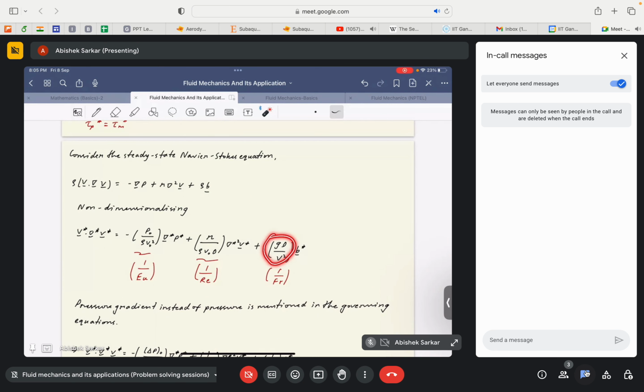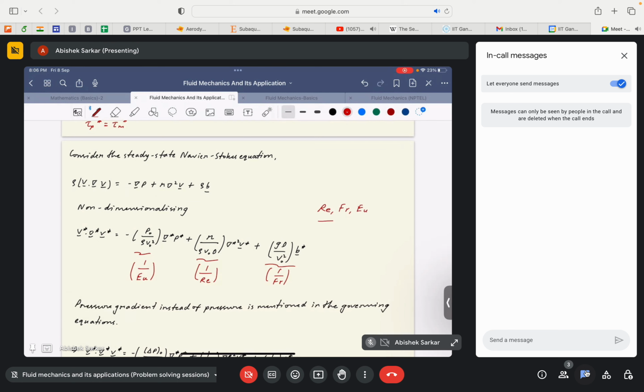This coefficient scales as 1 by Froude number. So this scaling becomes quite handy, and it tells us that the Euler number, the Reynolds number and the Froude number are the significant non-dimensional numbers that usually come into the picture while dealing with fluid flow problems. So basically we have Reynolds number, Froude number, and Euler number.